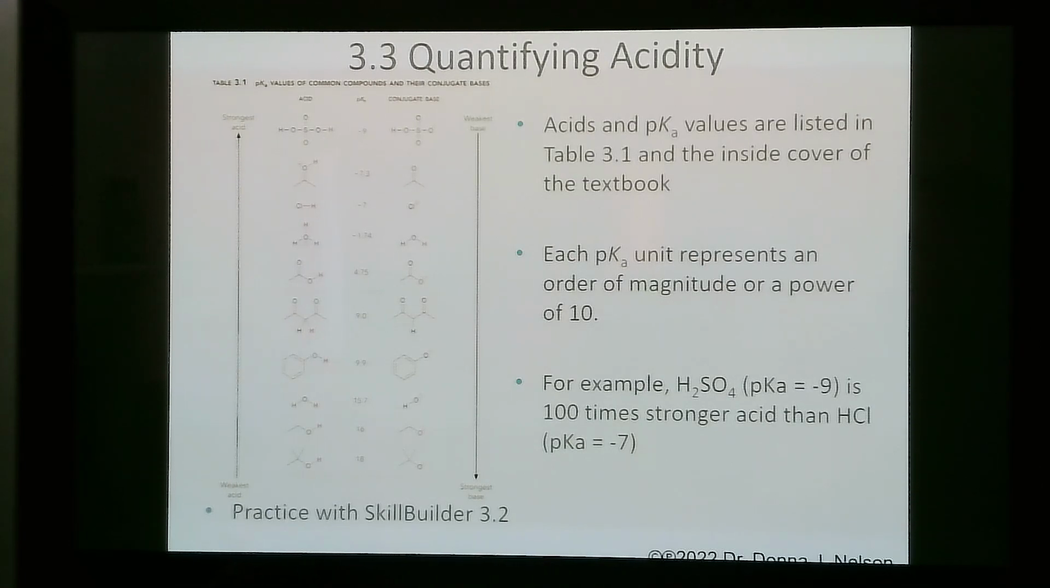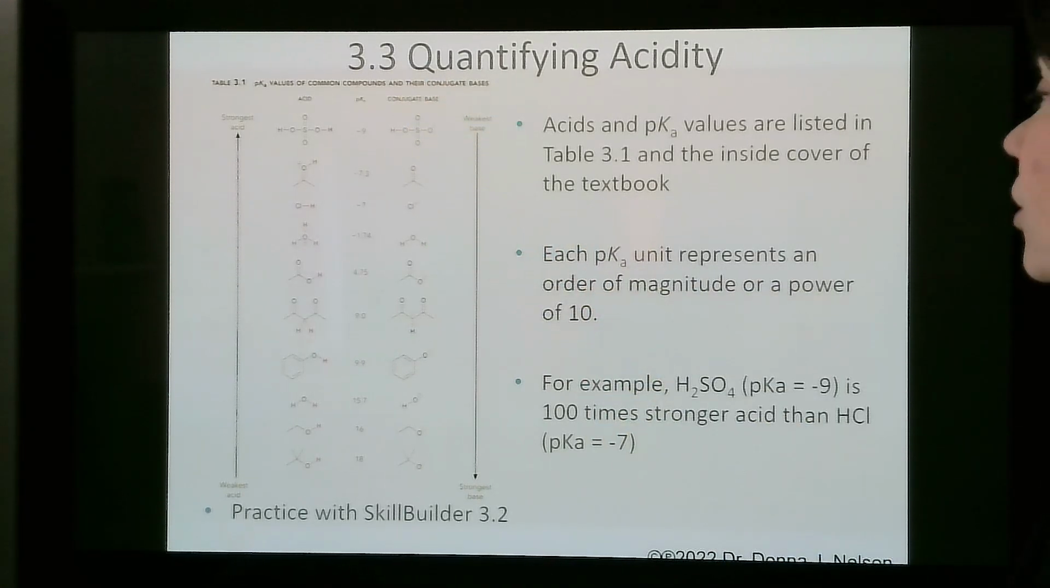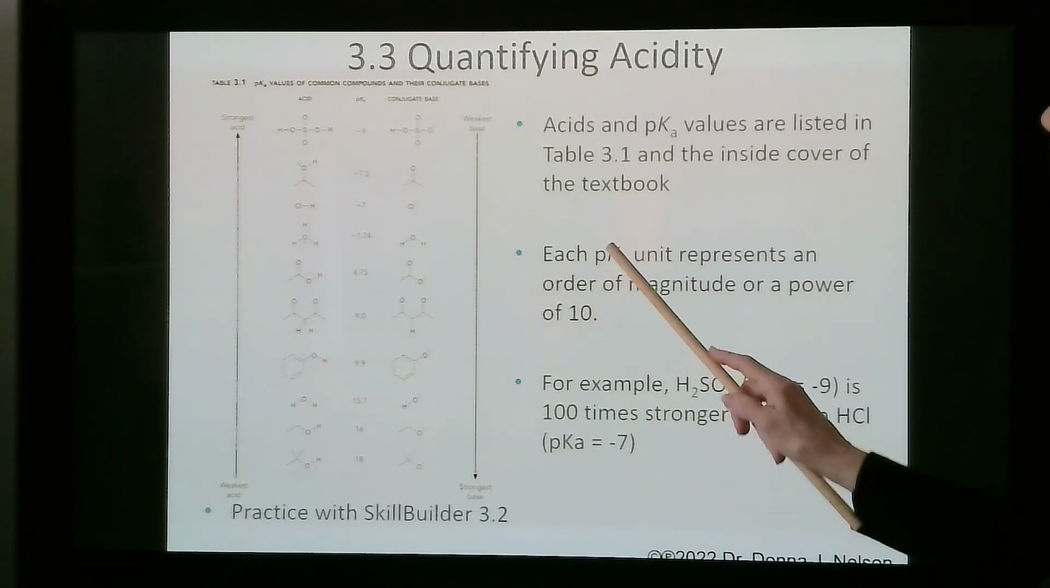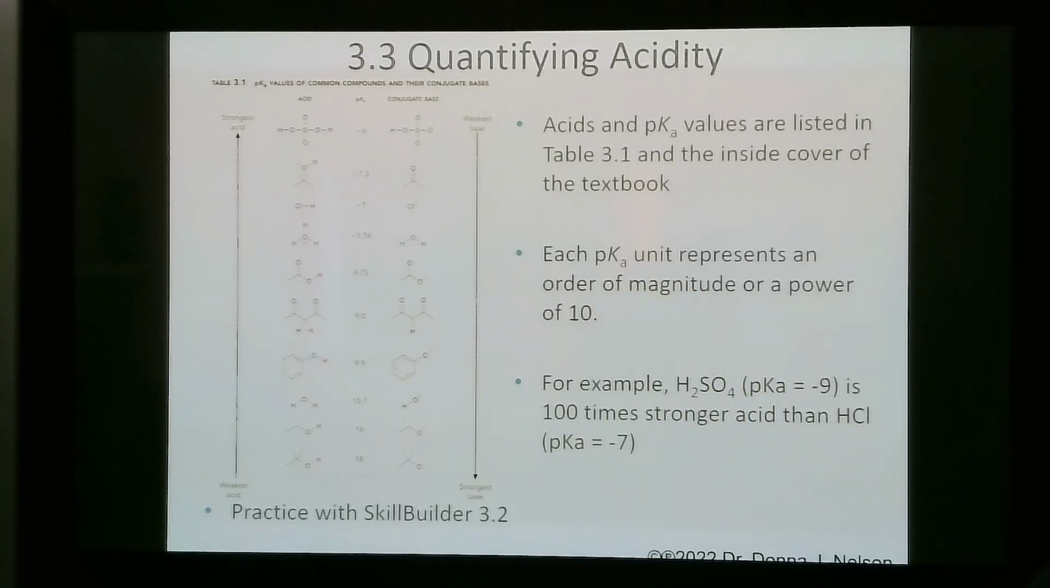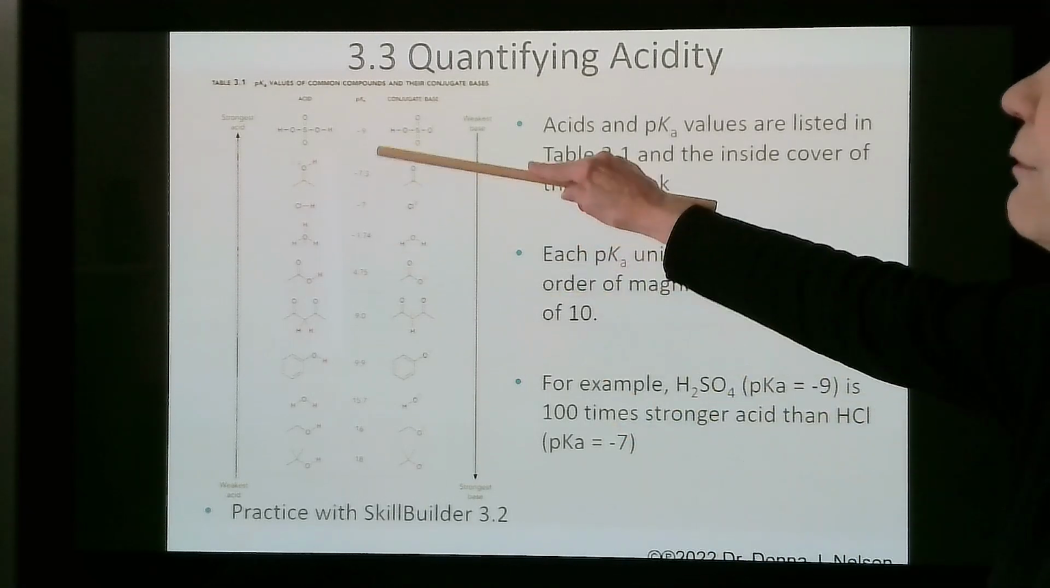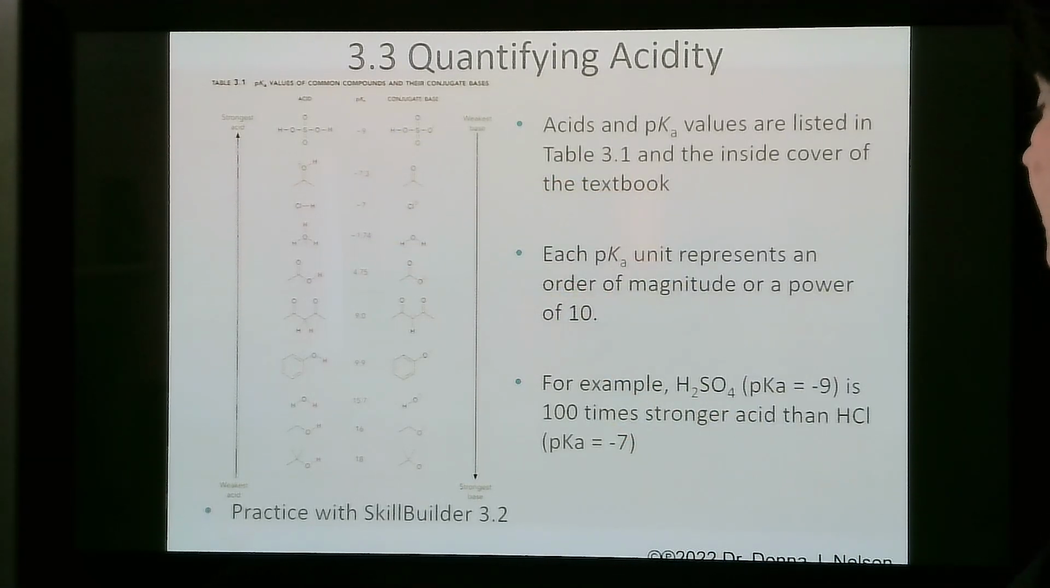So remember, here are a few of your acids listed. This is in Table 3.1 in your textbook, and you can also find a much longer list of acids, pKa's, and conjugate bases listed in order inside the front cover of Klein's textbook. Each pKa unit represents an order of magnitude, in other words, a power of 10. So there's a great difference between these acidities.